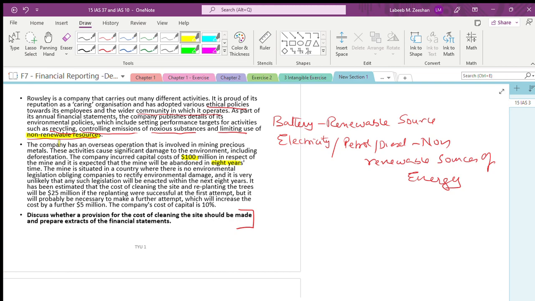The mine is situated in a country where there is no environmental legislation to rectify environmental damage, and it is very likely that such obligations will be enacted. Means there is a possibility that a law will come in the next 8 years. It has been estimated that the cost of cleaning the site and planting the trees is 25 million. It will probably be necessary to make further attempts, which will increase the cost by 5 million. What is the company cost of capital? Company cost of capital is 10%.